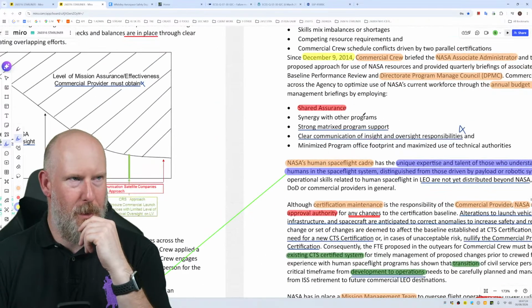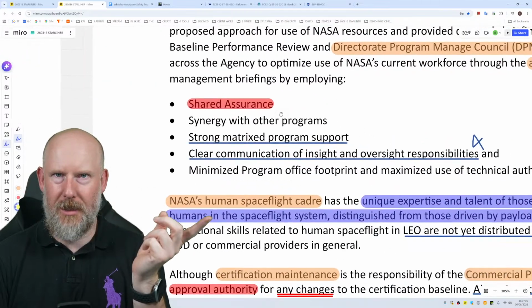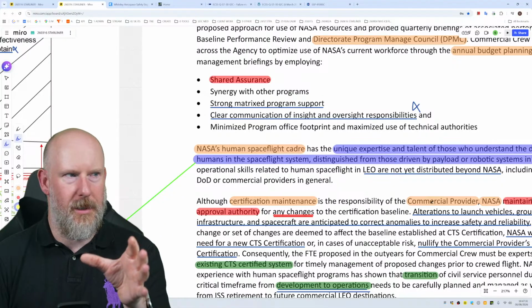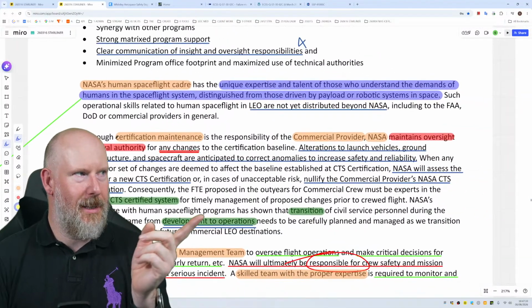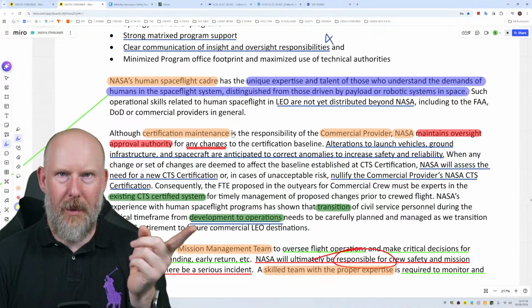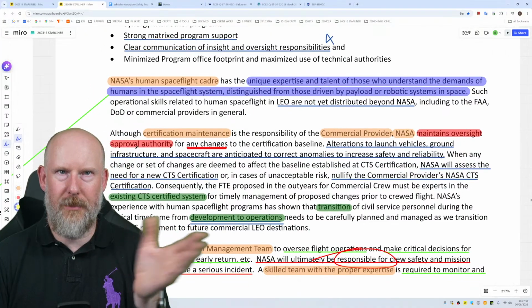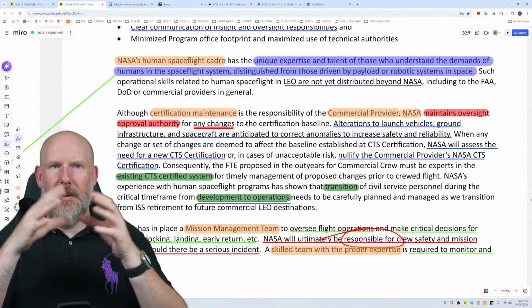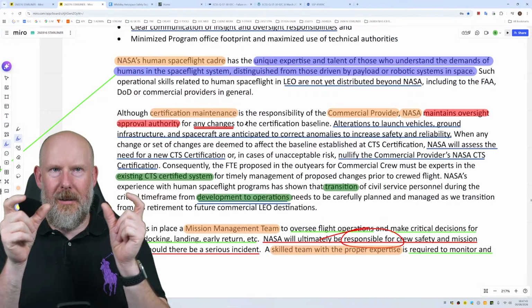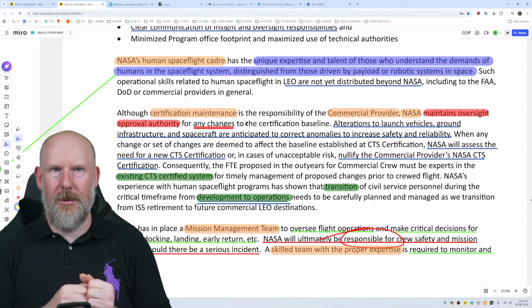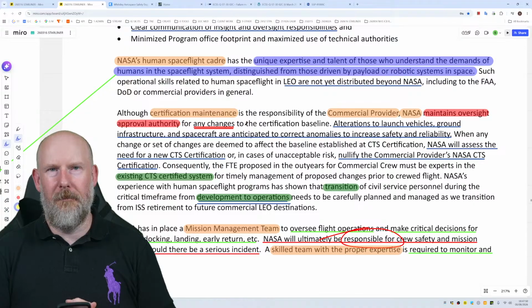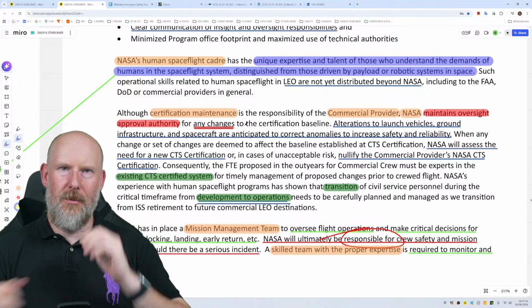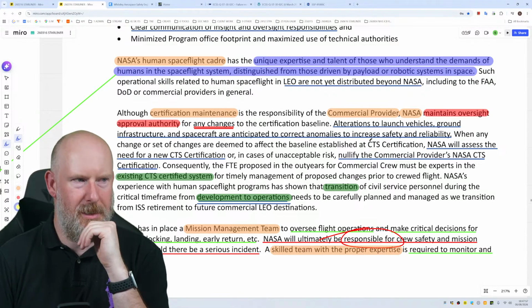I was basically going to town on this concept of shared assurance and whether it's actually appropriate. Because it says there, although certification maintenance is the responsibility of the commercial provider, NASA maintains oversight approval authority for any changes. And so you've got responsibilities for doing important things that are allocated across different stakeholders that have competing objectives and goals. And is that really the right thing to do? Is that really appropriate? Maybe it's a rhetorical question.